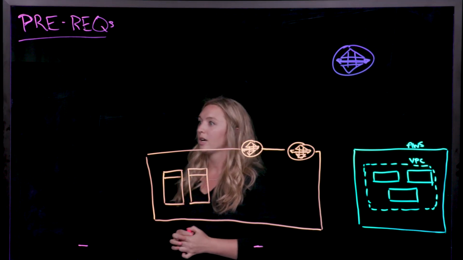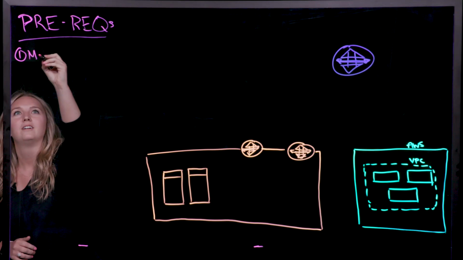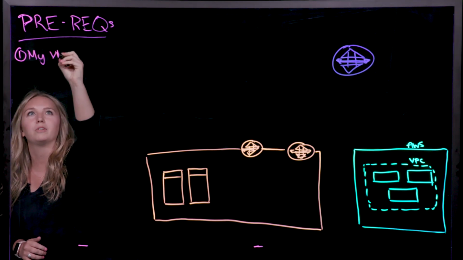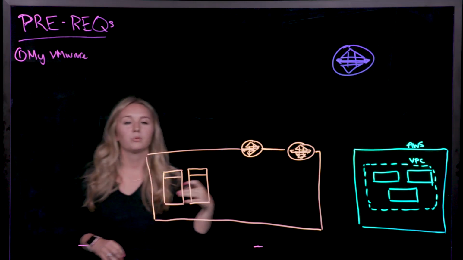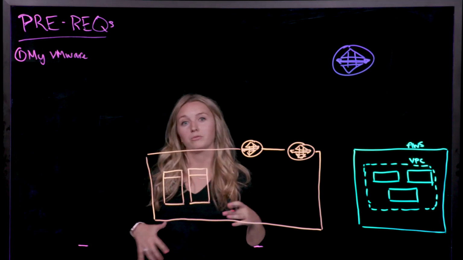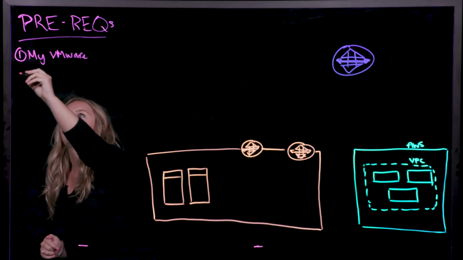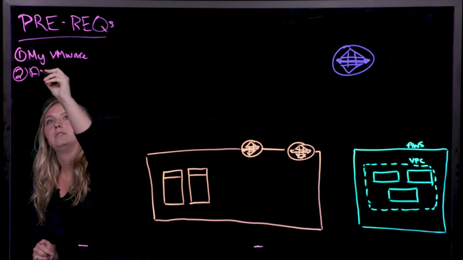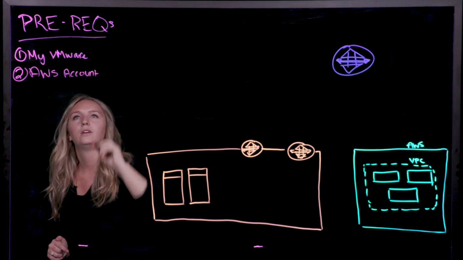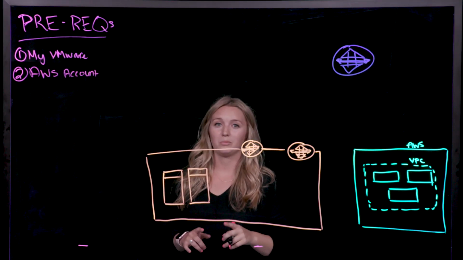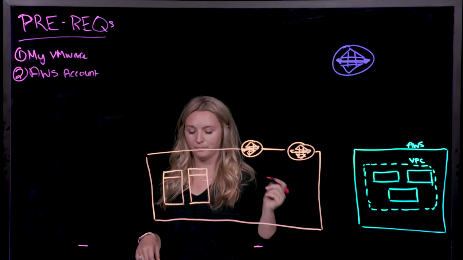So for our first prerequisite, you're going to need a My VMware profile. This profile will need to be completely filled out before you can even start your initial deployment. Secondly, you're going to need an AWS account. And this account will need to have admin privileges for some of the reasons that I'm going to explain to you later in the deployment.